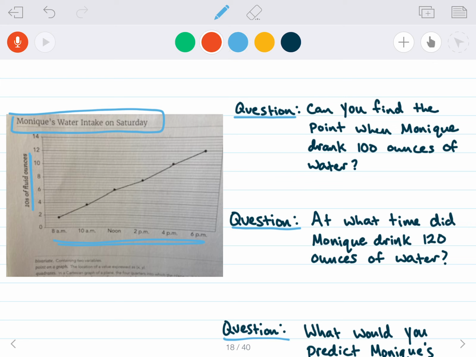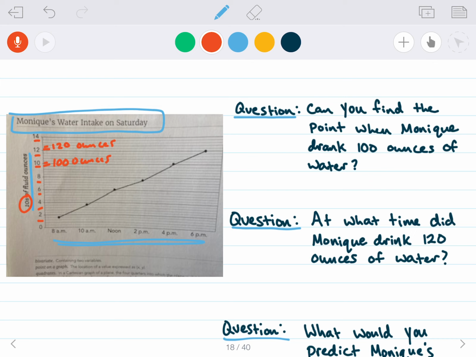Well, since our y-axis is in tens of fluid ounces, we know that each of these numbers we should multiply by 10 to get the correct number of ounces. So 10 times 10, this one is going to represent 100 ounces. This one is going to represent 120 ounces, and so forth. So what time in the day does she consume 100 ounces of water?